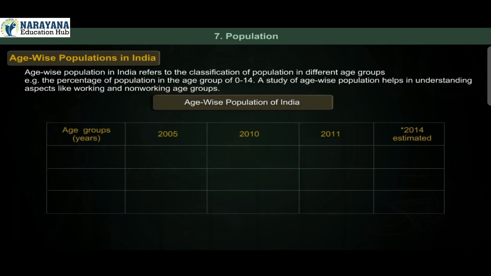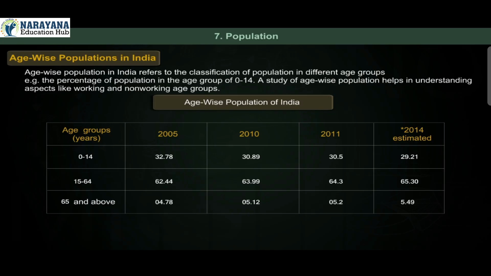Age-wise population of India. Age group 0 to 14 years: in 2005, 32.78; in 2010, 30.89; in 2011, 30.5; in 2014, estimated 29.21. 15 to 64 years: in 2005, 62.44; in 2010, 63.99; in 2011, 64.3; in 2014, estimated 65.30. 65 and above years: in 2005, 04.78; in 2010, 05.12; in 2011, 05.2; in 2014, estimated 5.49. Source: Census of India 2011 estimated.